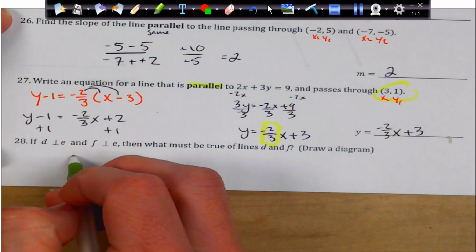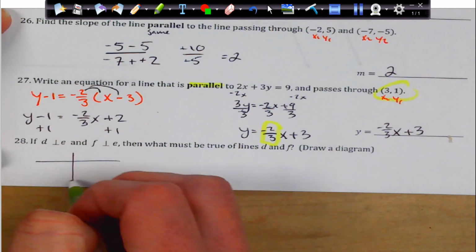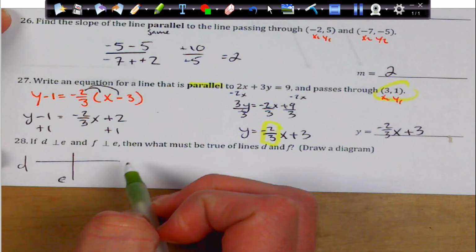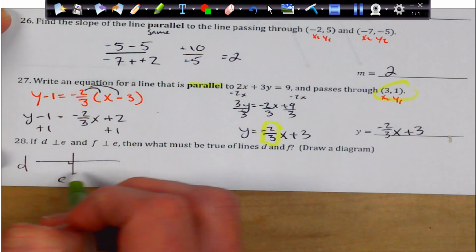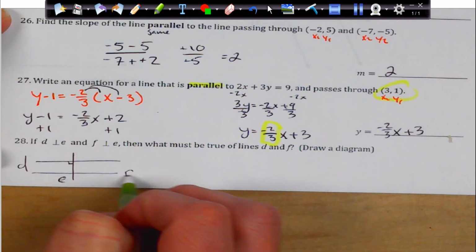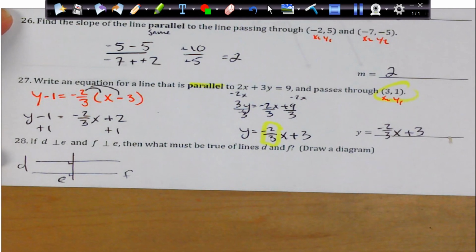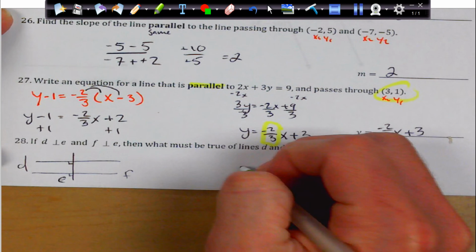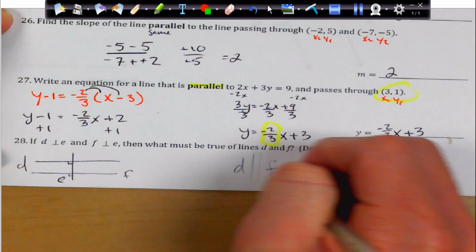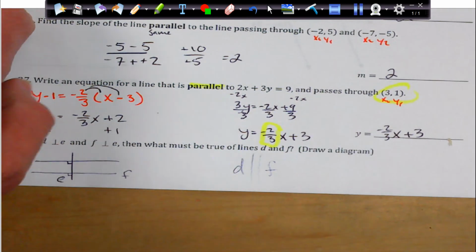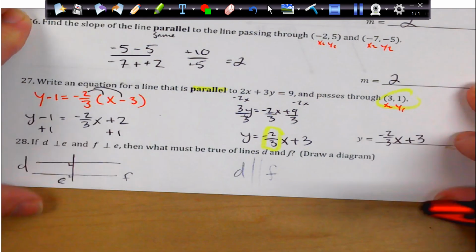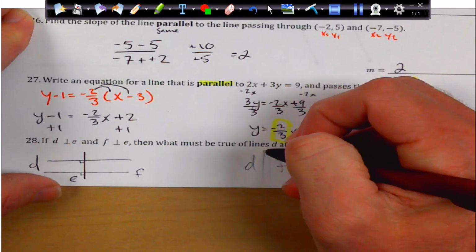28. D and E are perpendicular. So this is E and this is D. They're 90. And then F and E are perpendicular. What must be true of D and F? Well, those two would have to be parallel. Yeah, this is the same pen I had trouble with last time. Okay, so D is parallel to F.